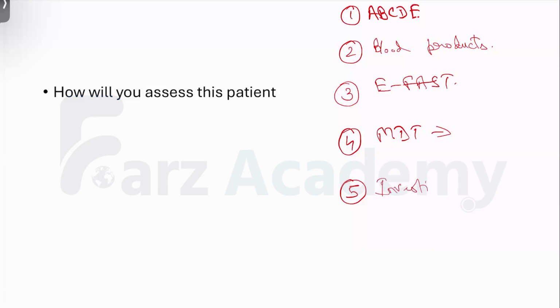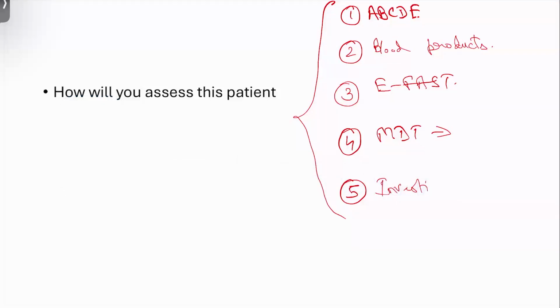It's not like you have to mention it in this order, but these things you need to mention whenever you get a case of trauma. And yeah, of course, all of these are mostly included in the ABCDE approach, but these specific things, blood products, EFAST, CT scan, multidisciplinary team, and investigations, you also have to tell.